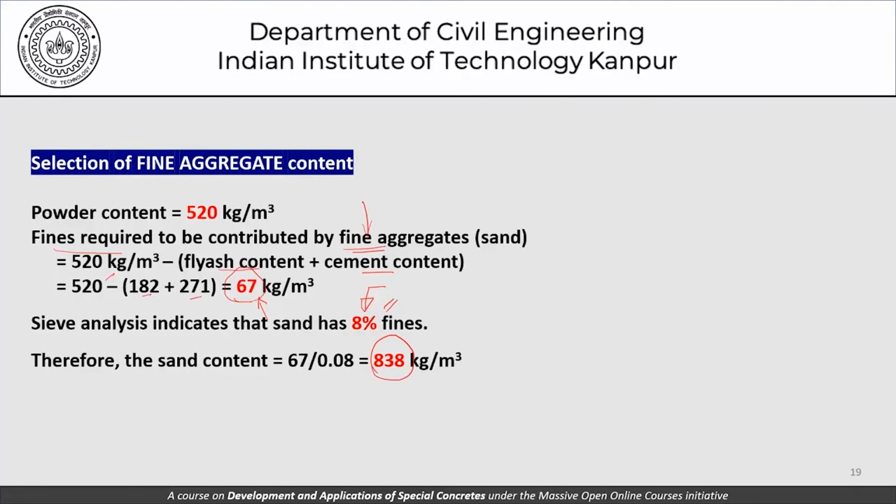Now just look at this number and try to compare it mentally with the kind of sand content that we normally encounter as far as concrete is concerned. You will realize that this value is much larger.